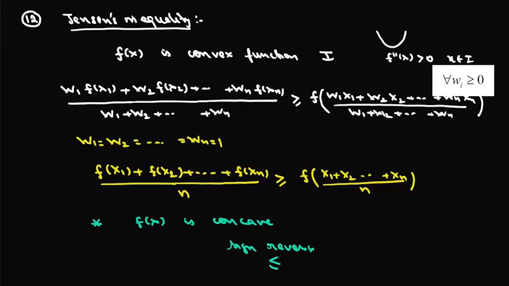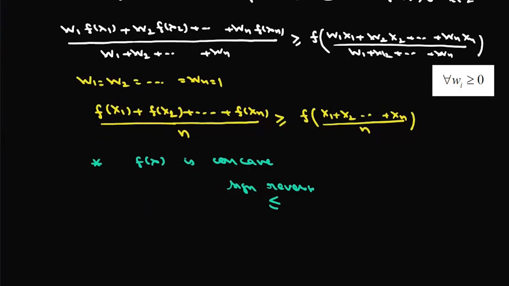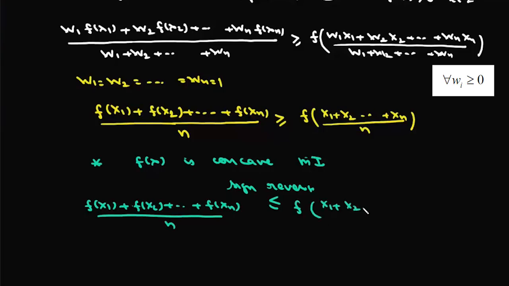So if we write it for this function f(x), which is concave in this interval I, taking the weights as 1, we can write (f(x1) plus f(x2) up to f(xn)) whole divided by n. It will be less than or equal to f of (x1 plus x2 plus xn) whole divided by n. So this inequality is known as Jensen's inequality.